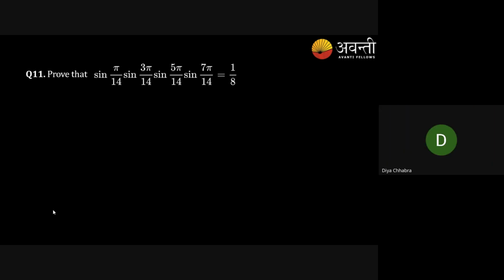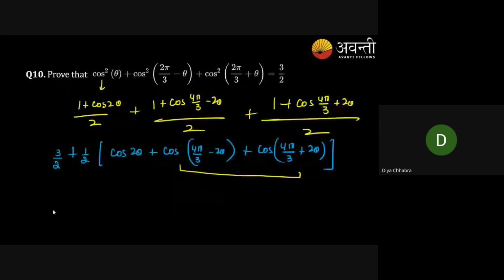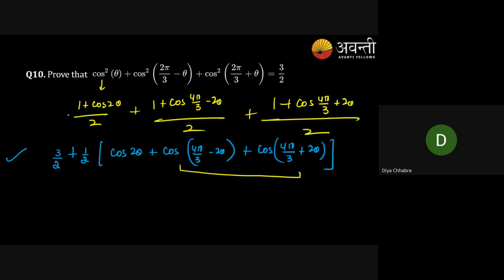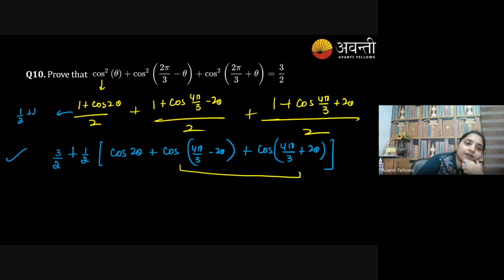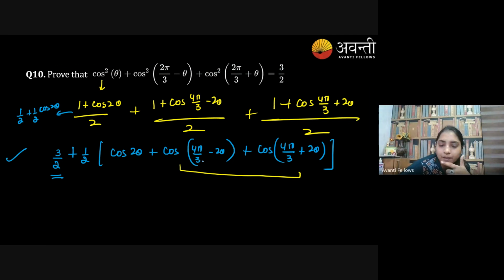Excuse me ma'am, can you explain the third step once again? Yes ma'am. Can I rewrite it as 1 upon 2 plus 1 upon 2 cos 2 theta? So everywhere I can rewrite it like this: 1 upon 2, 1 upon 2, 1 upon 2, 3 times added. So it's going to be 3 by 2. Yes ma'am, 2 is common: cos 2 theta, cos 4 pi by 3 minus 2 theta, cos 4 pi by 3 plus 2 theta. Clear now? Yes ma'am.